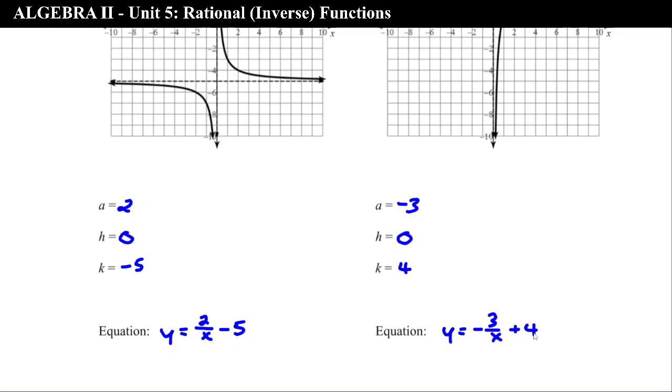All right, so that's all there is to this section. A little bit about transformations, a little bit about graphing. In the next video, we're going to be talking a little bit about how you work with rational expressions, how you perform certain operations on them.